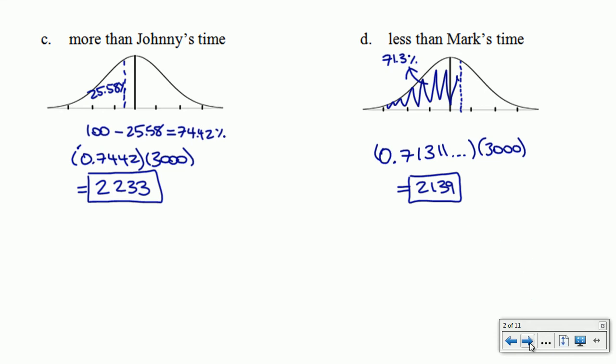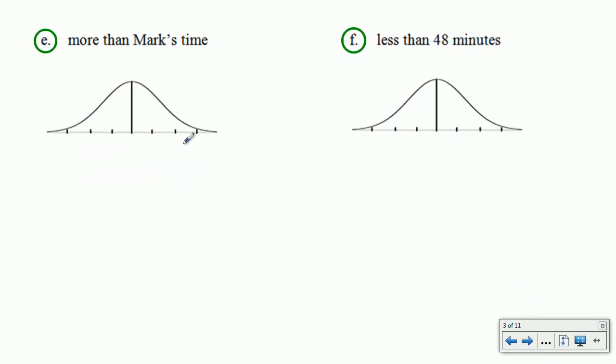I'll leave these next two for you to try out on your own, and let you confirm that part E represents 861 runners, and part F represents 2,946 runners.